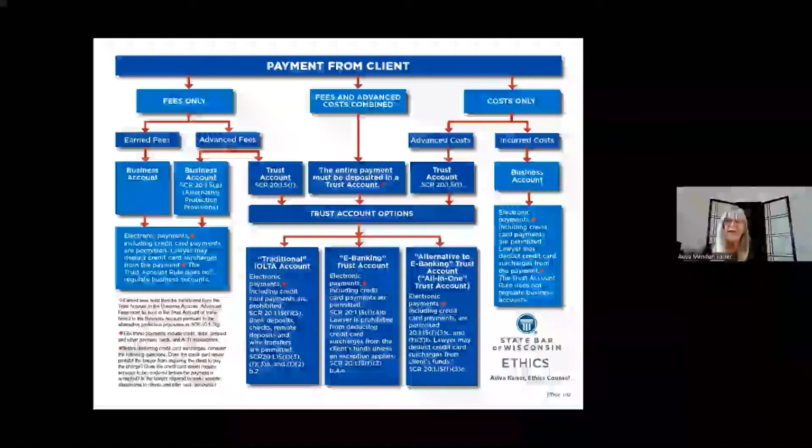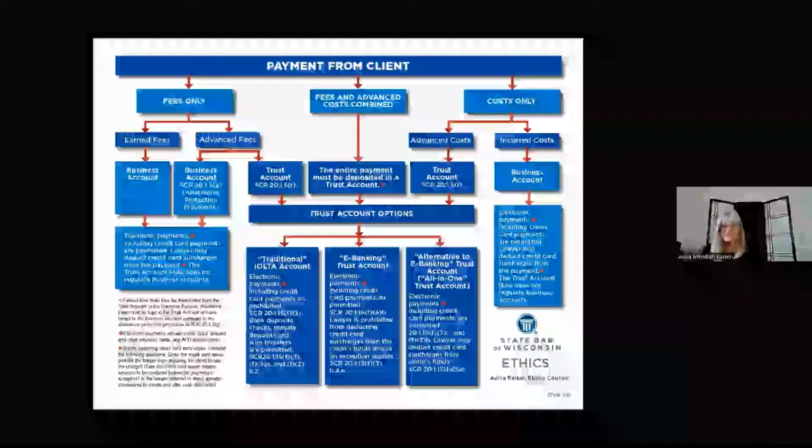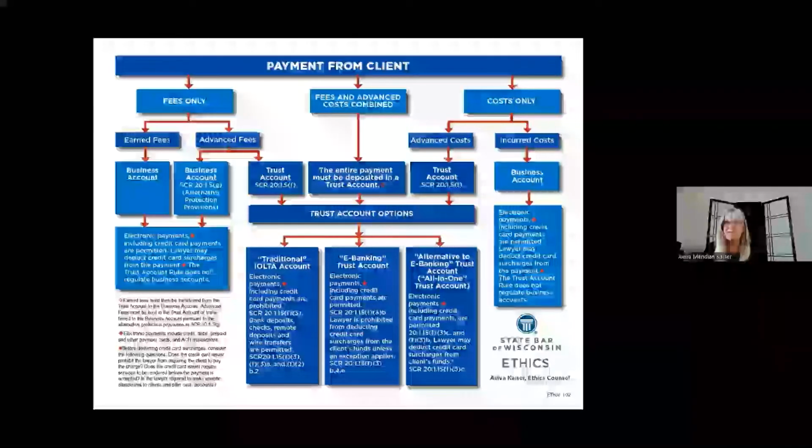Keep in mind that those alternative protection provisions must be communicated in writing to the client, and the easiest way to do that is in your fee agreement. Then the next part is, if you see incurred costs, those also must be deposited in your business account, because again, those are costs that the lawyer has paid for, and that the client is now reimbursing the lawyer for those costs.